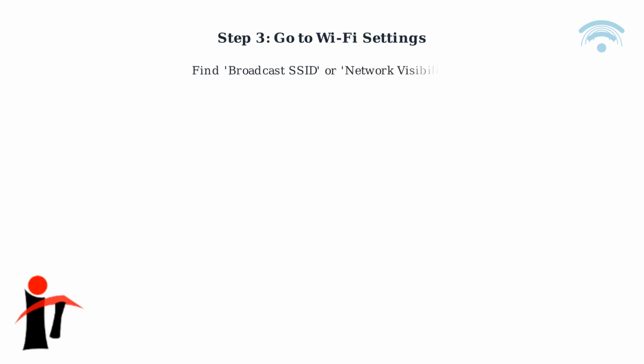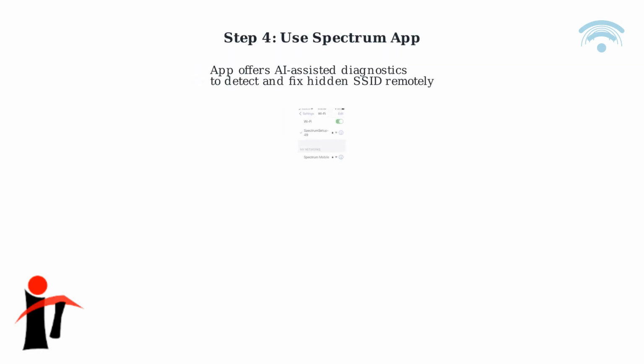Navigate to the Wi-Fi settings section and look for options like Broadcast SSID, Network Visibility, or similar wording. Ensure this setting is enabled. If using the Spectrum app, it may offer AI-assisted diagnostics to detect and fix the hidden SSID issue remotely.